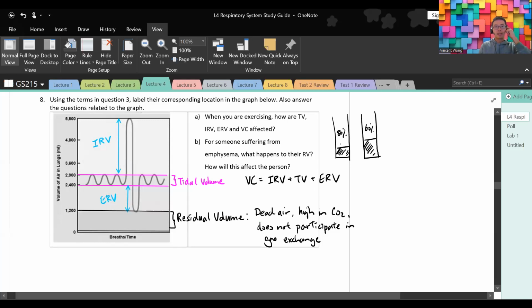Yeah, it's still air, but that air has a lot of carbon dioxide in it, and so it doesn't play a role in gas exchange. Okay, and in fact, it never comes out. It just stays there and takes up space.